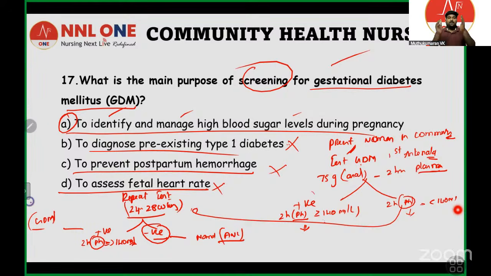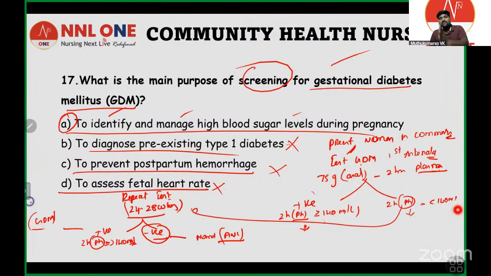See, a woman comes to the OP in the community. I'm going to assess whether the woman is having GDM or not. I'm going to give 75 grams of oral glucose at the first antenatal visit. I'm going to assess whether it is positive or negative. If it is positive, I'm going to consider the mother as a GDM mother straight away. Then I'm going to follow the GDM guidelines.